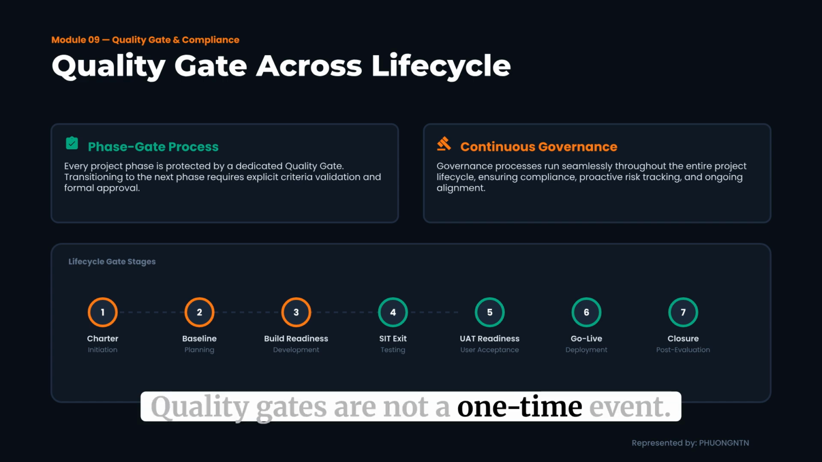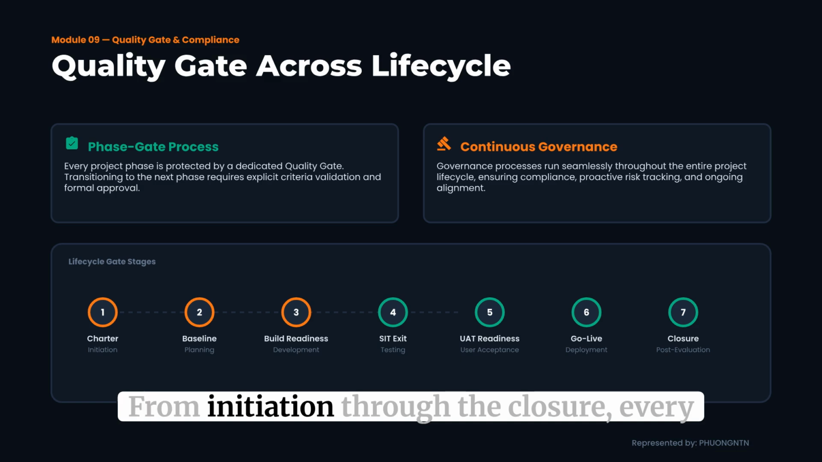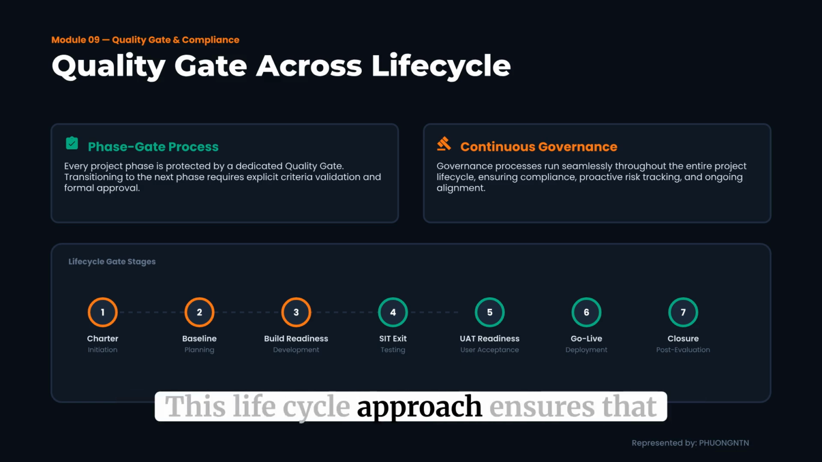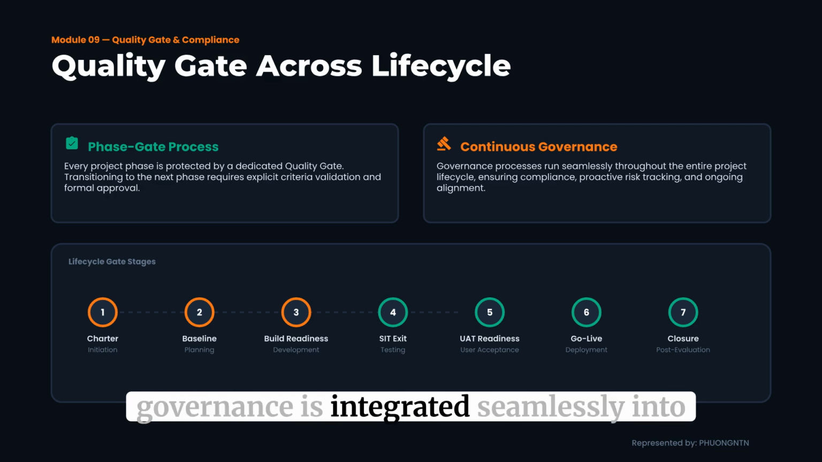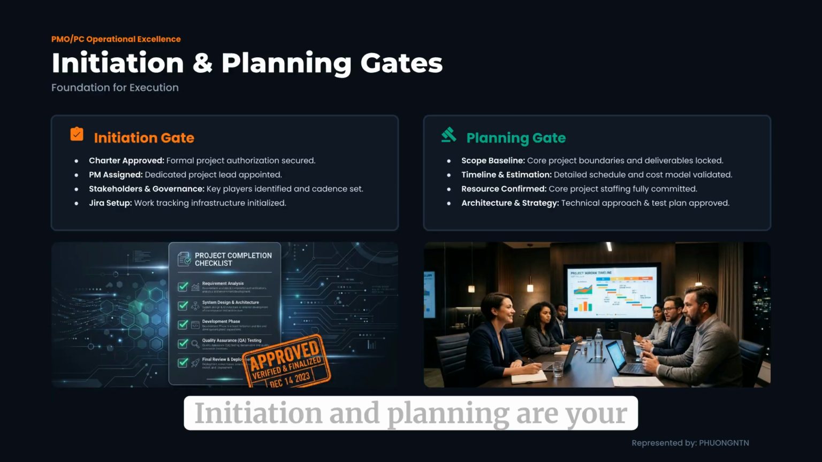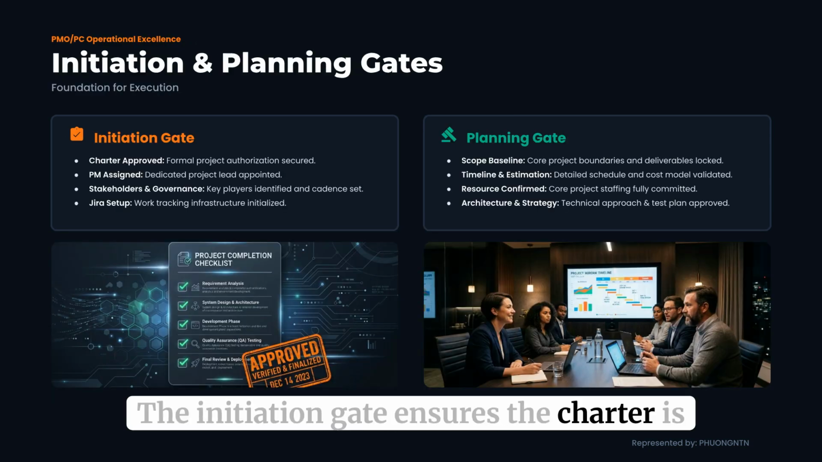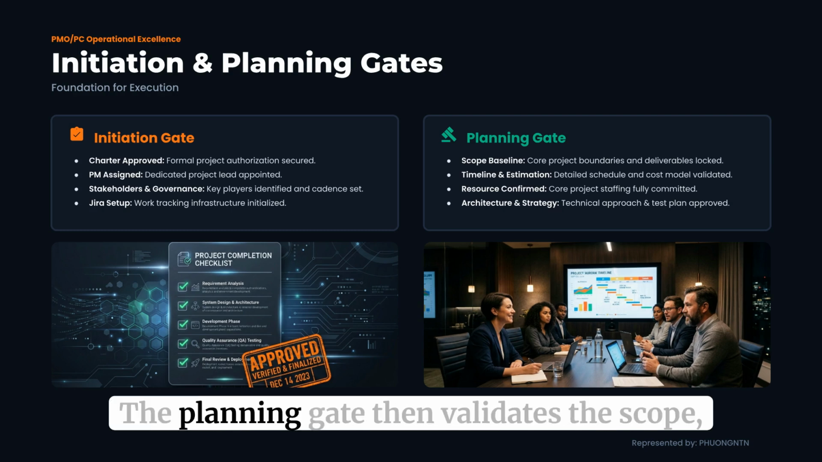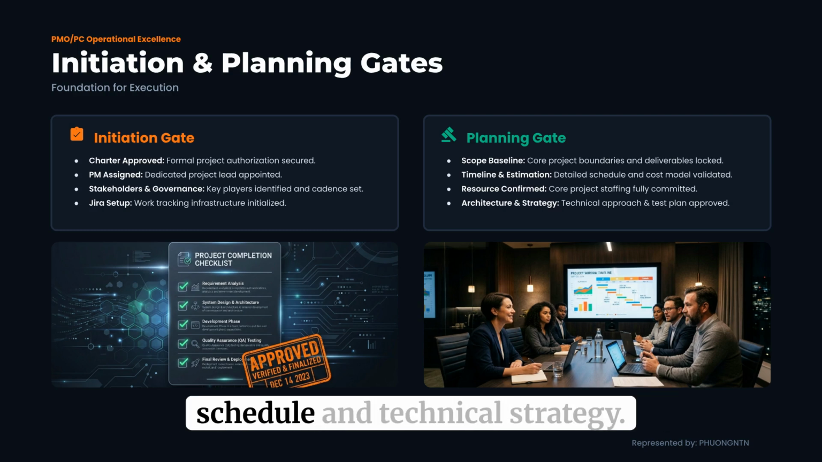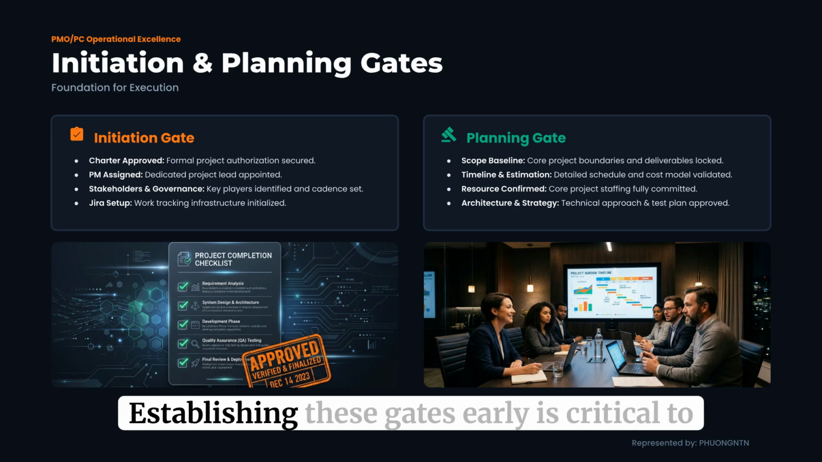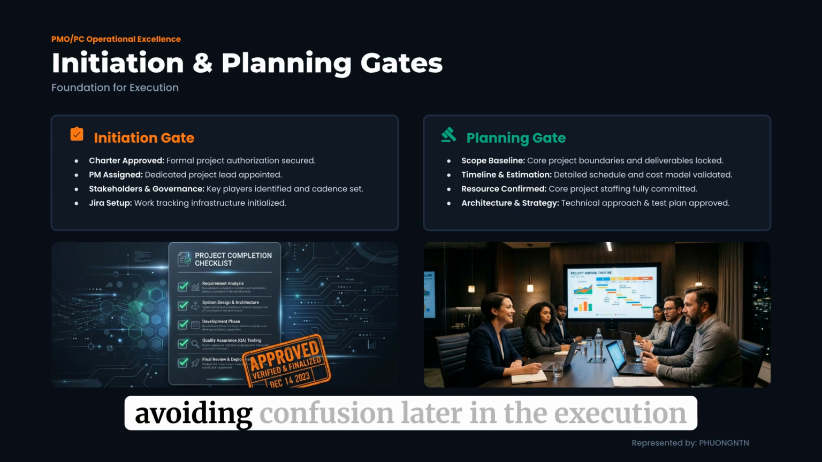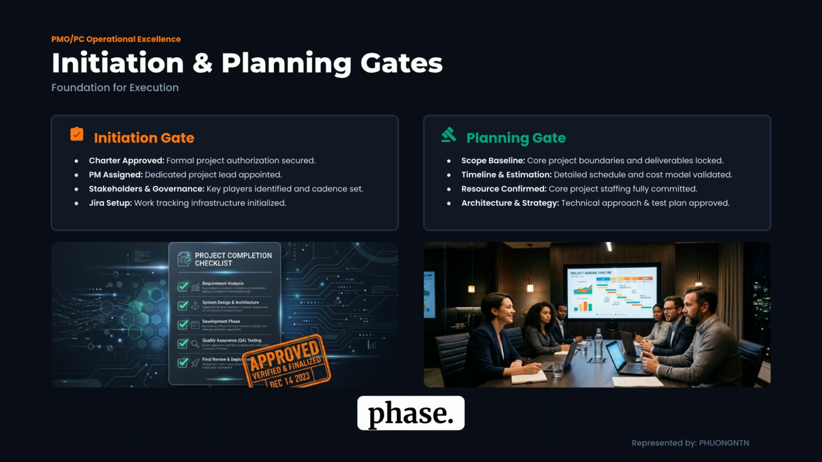Quality gates are not a one-time event. They are continuous. From initiation through to closure, every phase is protected. This lifecycle approach ensures that governance is integrated seamlessly into the project, rather than being treated as a last-minute check. Initiation and planning are your foundation. The initiation gate ensures the charter is approved and the team is ready. The planning gate then validates the scope, schedule, and technical strategy. Establishing these gates early is critical to avoiding confusion later in the execution phase.